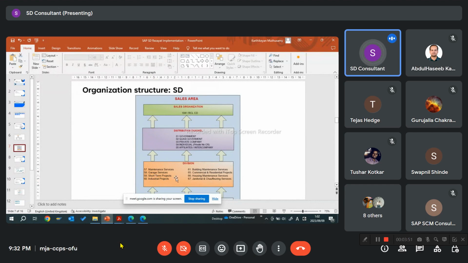One is maintenance of services, garage services, short-term projects, probably small construction or construction maintenance, industrial projects, building maintenance services, commercial and residential buildings such as apartments, and housing maintenance services, probably for changing or looking for service maintenance. And janitorial. I don't know the business of Dubai or Saudi related to this; these wordings are new to me.